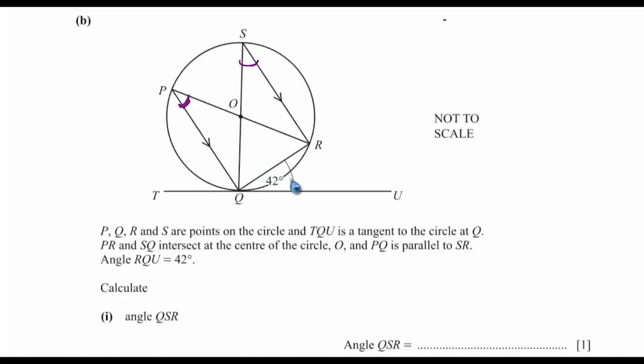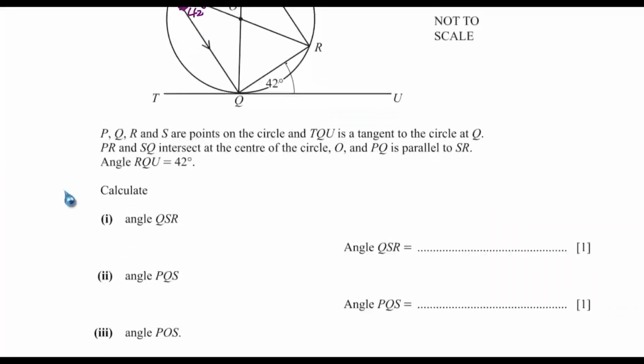So if you look at this, angle QPR is in the alternate segment to this angle 42 degrees, okay? That is the angle between this chord QR and the tangent TQU. This angle 42 degrees is in alternate segment to this angle QPR. So I can put 42 degrees here. So this will also be 42 degrees. So I can say the value of angle QSR is 42 degrees.